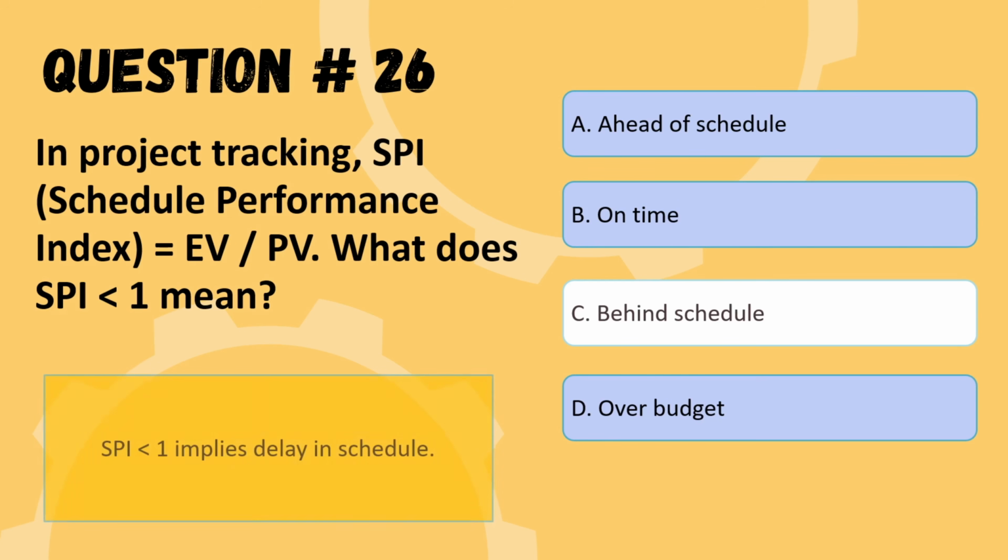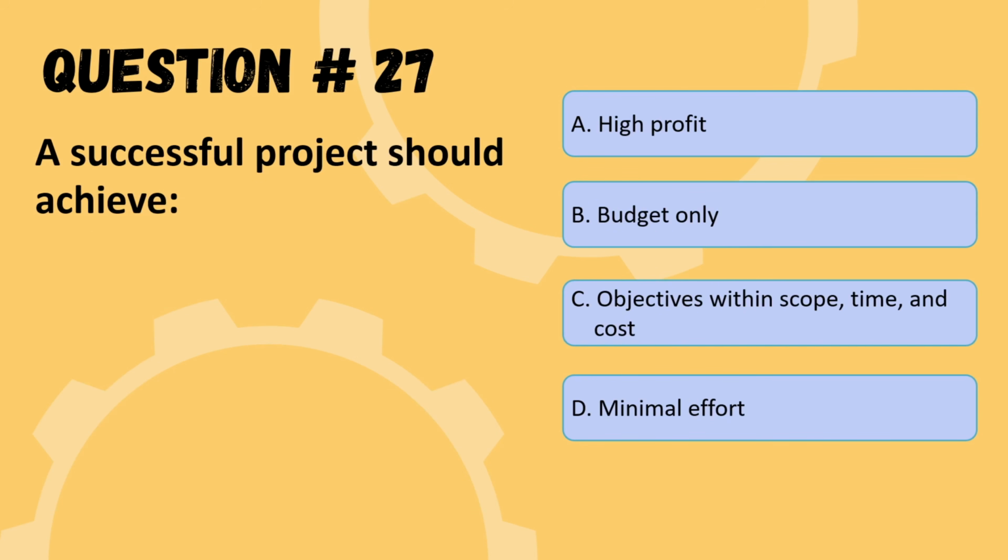So we are moving to the next question. Next question is, a successful project should achieve high profit, budget only, objectives within scope, time and cost, or minimal effort. So the correct option is a successful project achieves objectives within scope, time and cost.